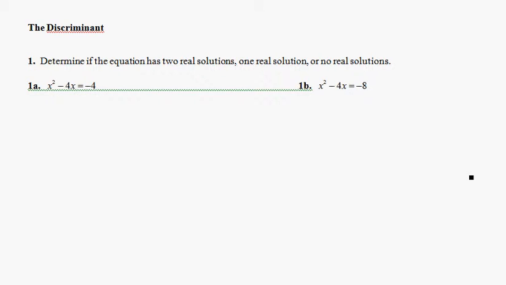The discriminant. Determine if the equation has two real solutions, one real solution, or no real solutions. Now, before we determine how many solutions each of these equations has, let's just take a moment and recall the quadratic formula.